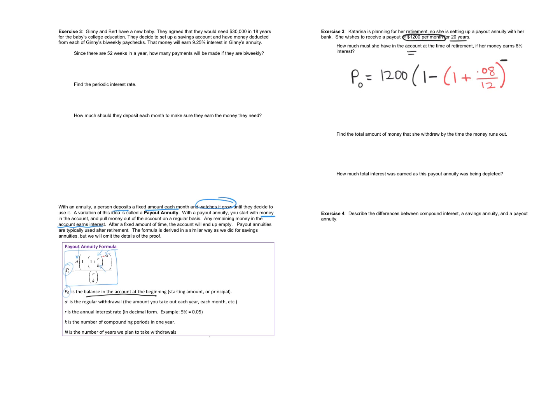So she wants to do this for 20 years. So it's every month for 20 years. So we're going to say 20 times 12. And then we're going to close off that parenthesis. This is all over 0.08 over 12.